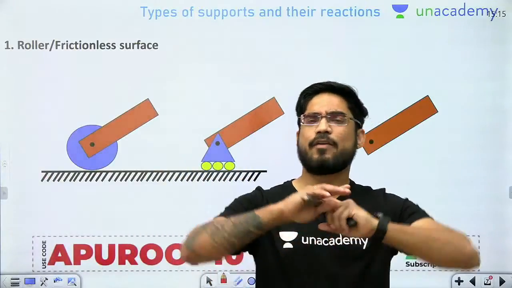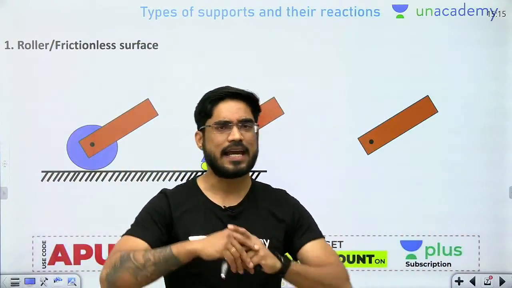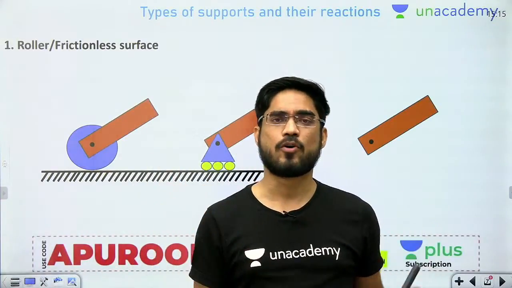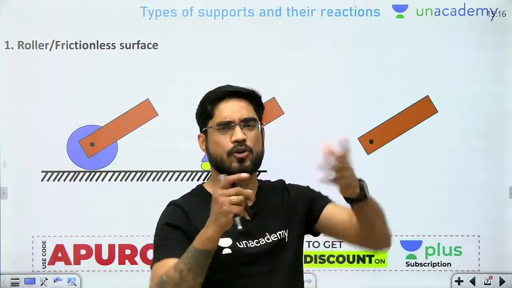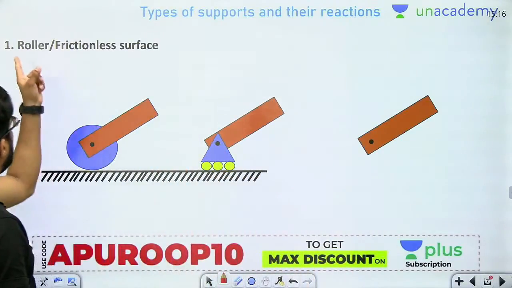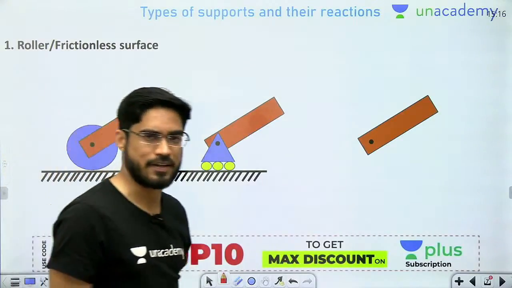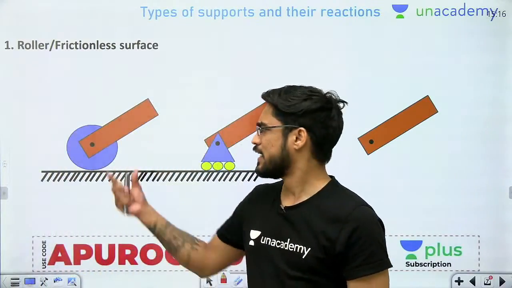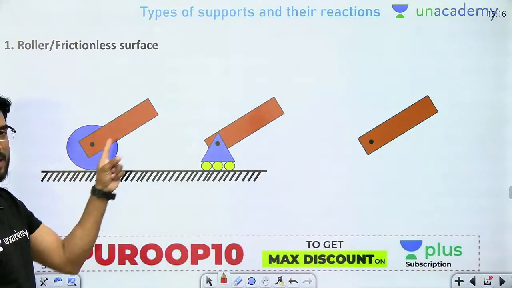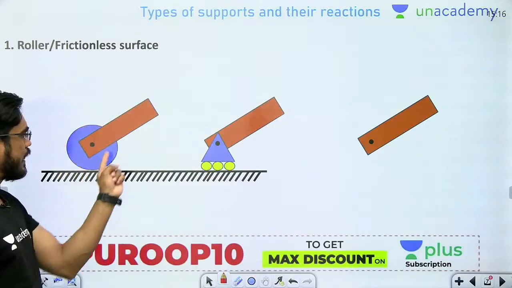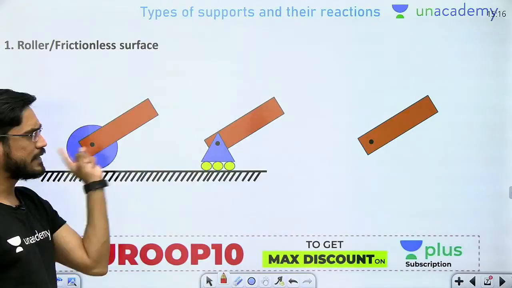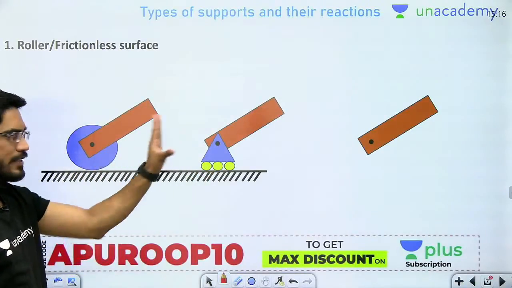Whatever type of support there is in this world, a body can be supported by any means, right? We will divide all these supports into three categories. जितने भी support है दुनिया में, उनको हम तीन categories में बांट लेते हैं. The first category is a roller support or a frictionless surface. Let's understand using this very simple image, okay? So beta, I have this brown color body, which is supported by a roller support, okay? This is a roller, okay? This is also a roller. Both these are showing the same type of support, roller support, okay?